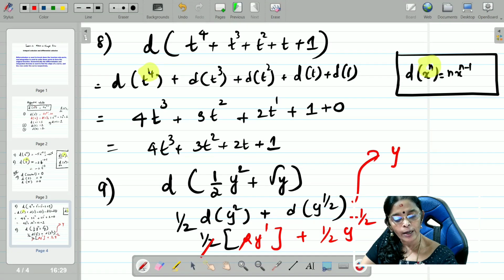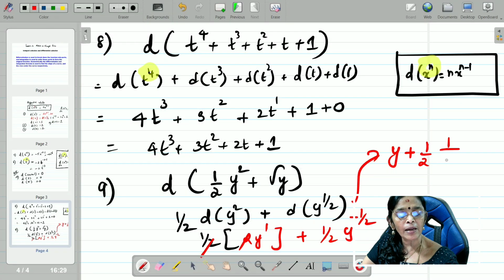So what is the answer? Y plus half into y power minus half. That is 1 by y power half. So that is equal to y plus 1 by 2 root y.